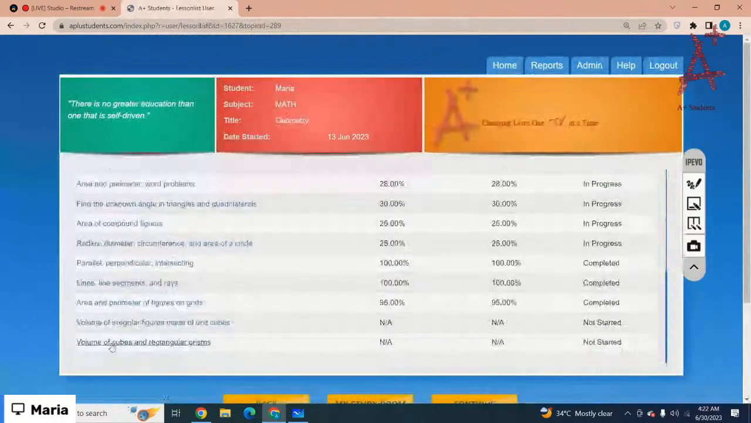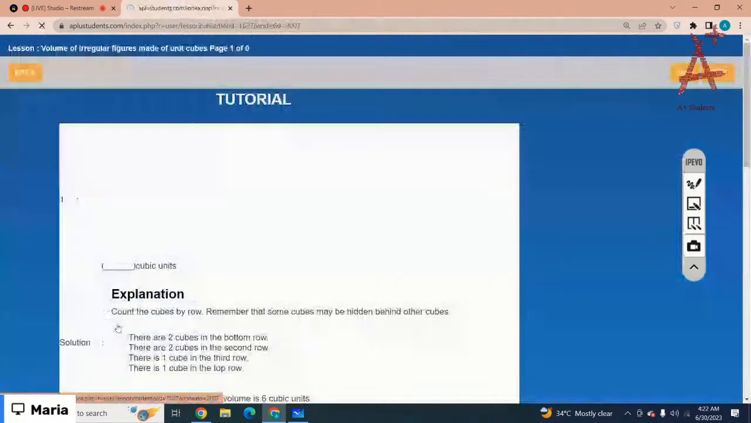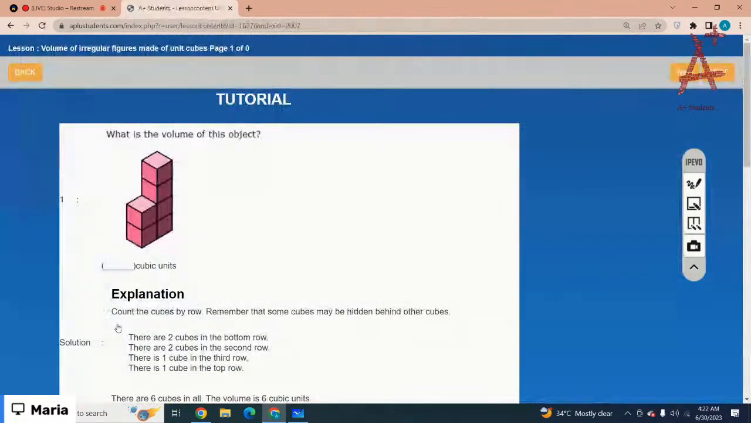volume of irregular figures made of unit cubes. Okay, what is the volume of the object? So count the cubes by row. Remember that some cubes may be hidden behind other cubes. Okay, so just look at the bottom, you have just two cubes. Okay, just look at the cubes in the second row. One, two. There is one cube in the third row and one cube in the bottom. Where is the third row?